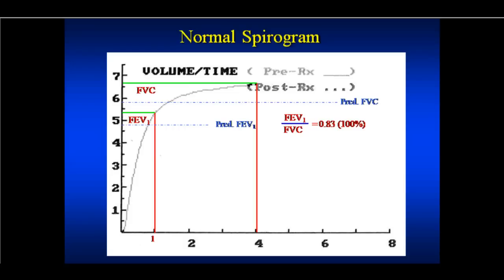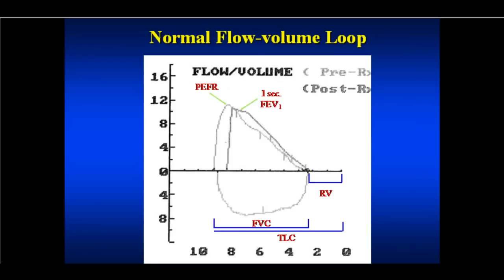So the key variable here, though, is to look at the relationship between the two, because this is how we define if there's airflow obstruction. Right? This is the number. So his FEV1 over FVC is 0.83. That's 100% predicted for him. So his ratio is normal. He therefore does not have airflow limitation or airflow obstruction.